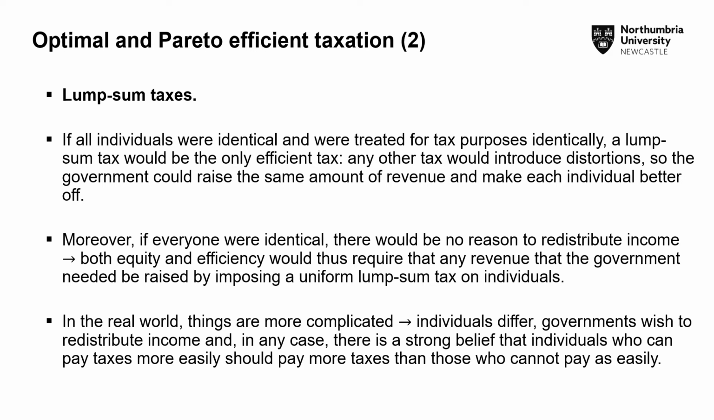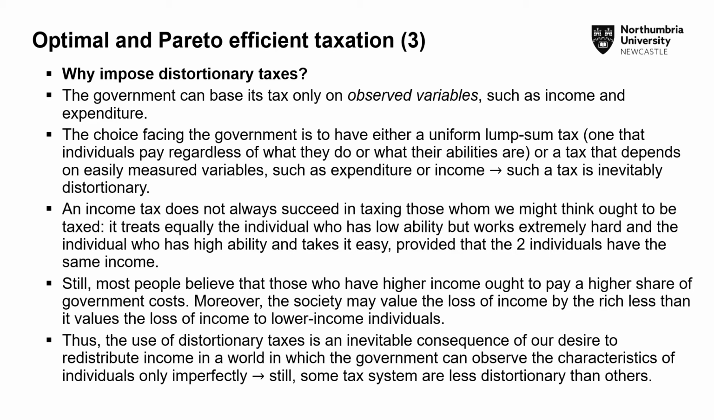However, the reality is a little bit more complicated. Individuals differ, and governments wish to redistribute income. And this requires that those who are able to pay taxes more easily should pay more taxes than those who cannot pay taxes. This is something that a lump sum tax does not do, because it requires the rich and the poor to pay exactly the same amount. If lump sum taxes are non-distortionary, why is it that we go on to impose distortionary taxes nevertheless? Well, the reason is that government can only tax observed variables such as income and expenditure.